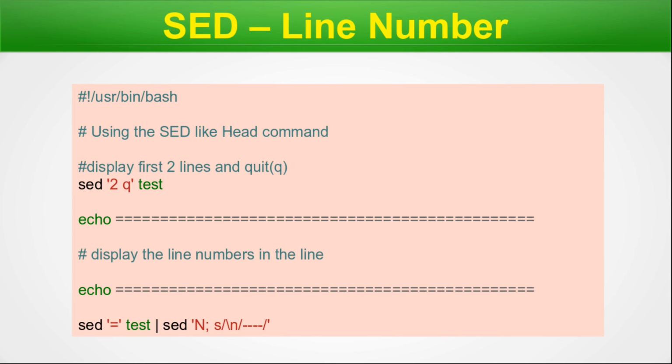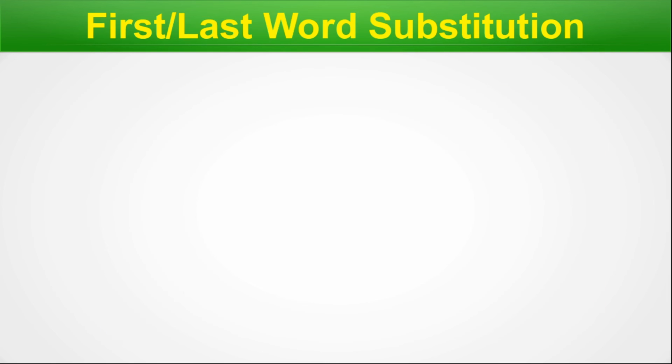So here we write sed, then within single quotes equal to, then test. Pipe sed -n, colon, s, substitute backslash n with 4 dashes. So you can try this out with and without the pipe, and you'll come to know how sed is printing the line numbers. So that's all in this particular slide. Let's move on to the next slide.